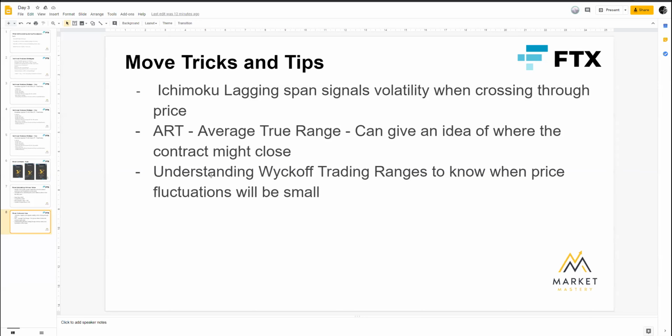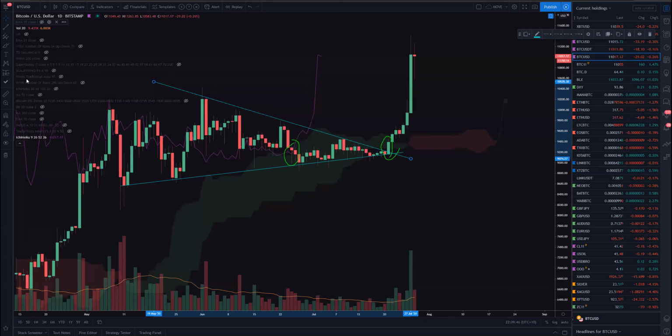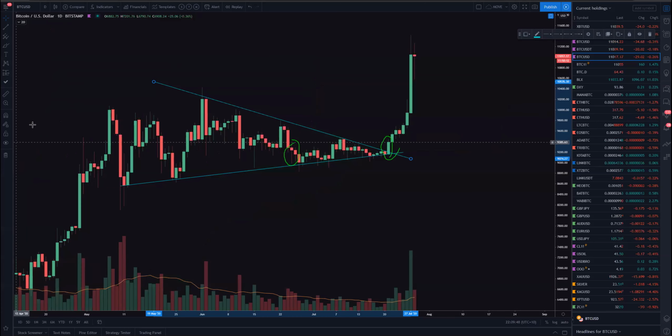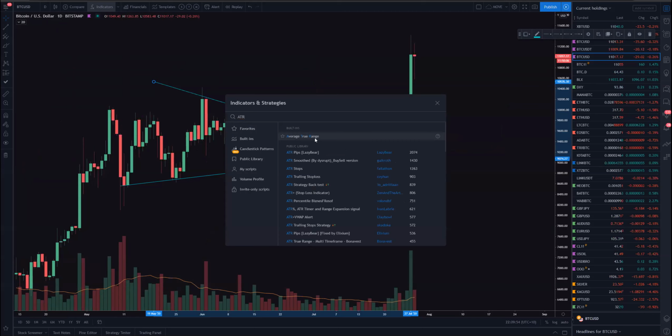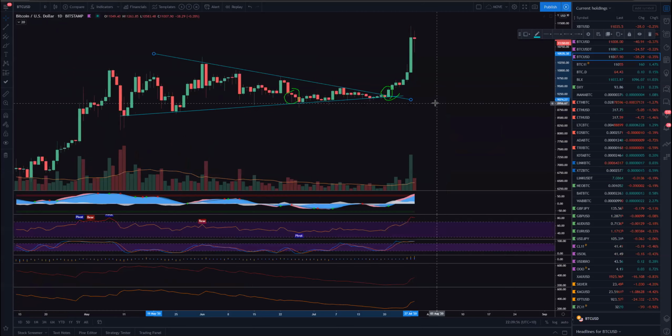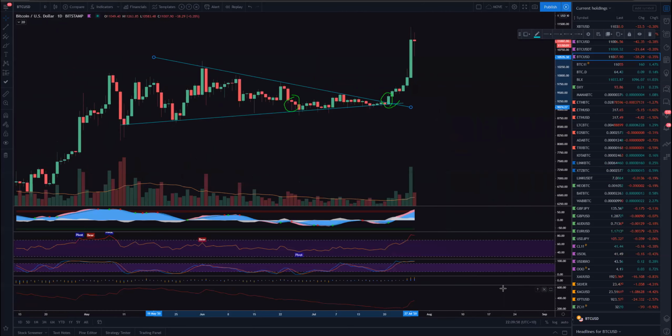The other one as well is using ATR, which is the average true range, right? So let's just get rid of this Ichimoku cloud stuff. You go to indicators and just type in ATR, and you get up average true range. Oh, I've got it up twice. Right, so this is your ATR down here.